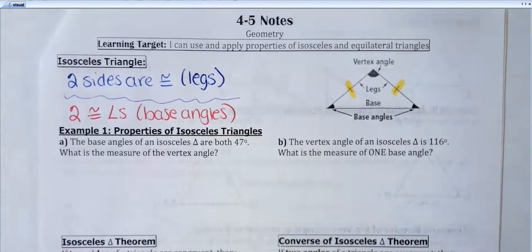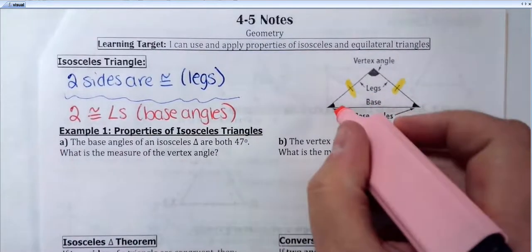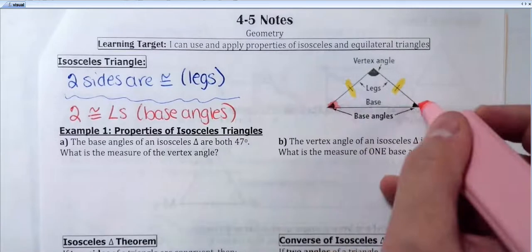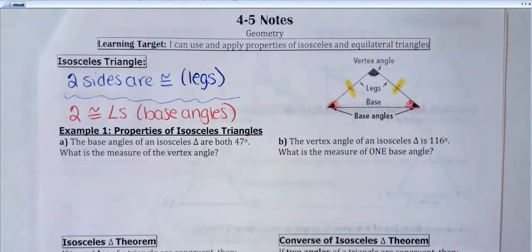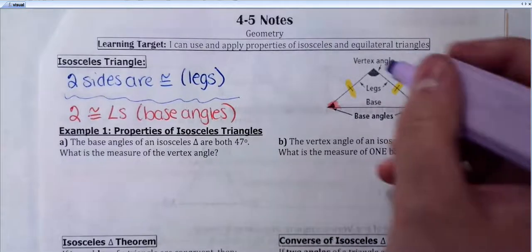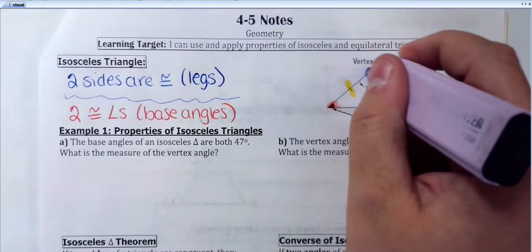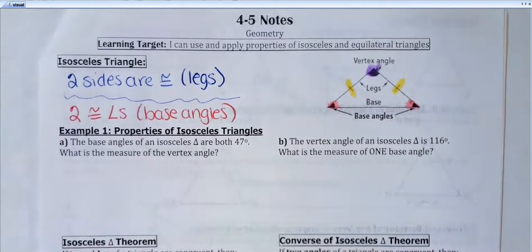These are a little bit darker color, if you can tell. The two base angles would be congruent. The angle at the top, it's like one of these is not like the other. That vertex angle would not be the same measure as the other two. So the base angles are the same, the vertex angle is not.